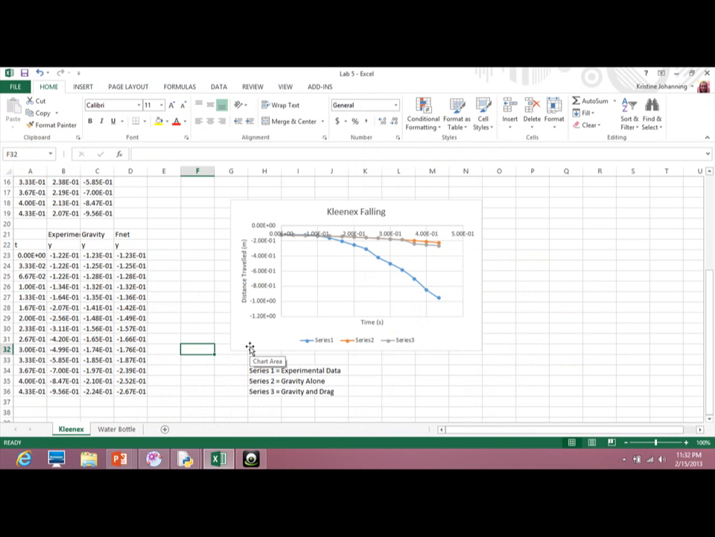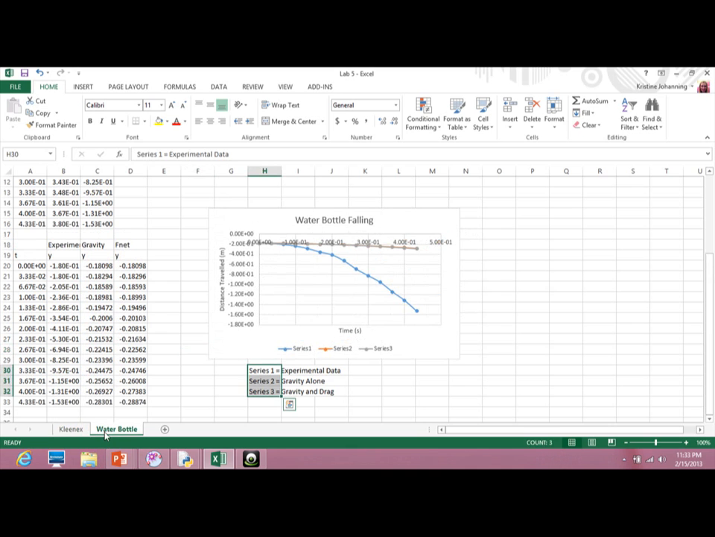The best way to compare the model without drag, the model with drag, and the experiment is to put the data and the predictions on the same graph. The lines match fairly well, so it is a good model for the experiment. So these are the experimental data, gravity alone, and gravity plus drag for the Kleenex, along with the water bottle. We have the experimental, gravity alone, and gravity plus drag. And since gravity alone and gravity plus drag are very similar, it shows that they are relatively the same in this small falling system.